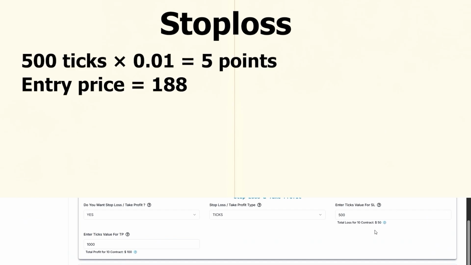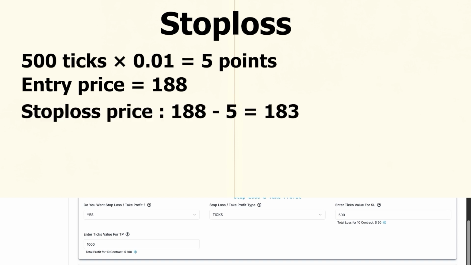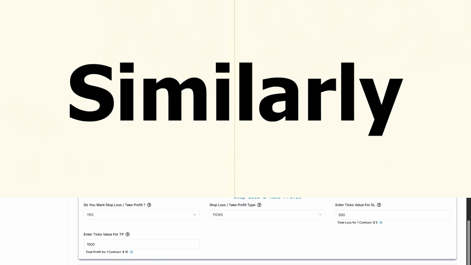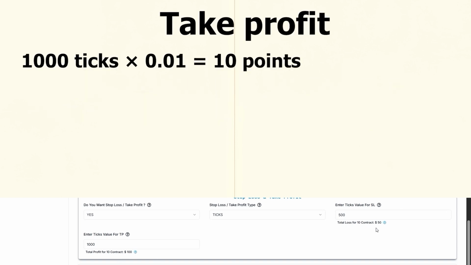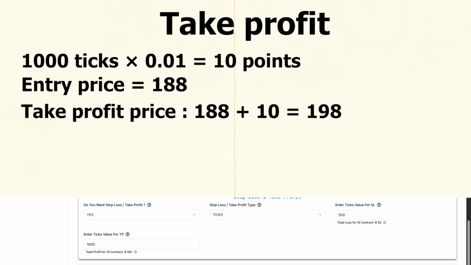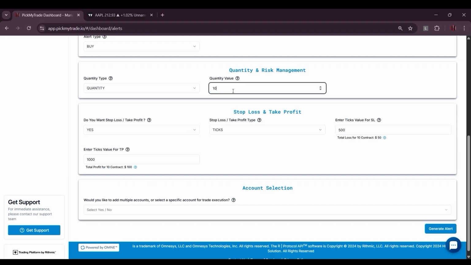So if my entry price is 188, then 188 minus 5 equals 183. Similarly, 1000 into 0.01 equals 10 points. So if my entry price is 188, then 188 plus 10 equals 198. So the total loss for 10 contracts will be $50, and the total profit for 10 contracts will be $100.